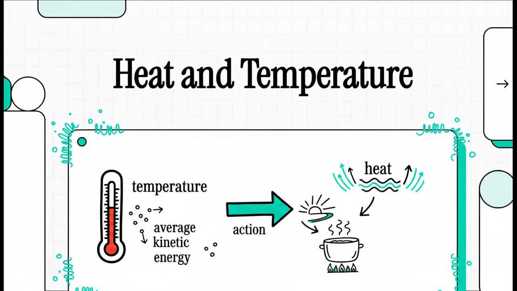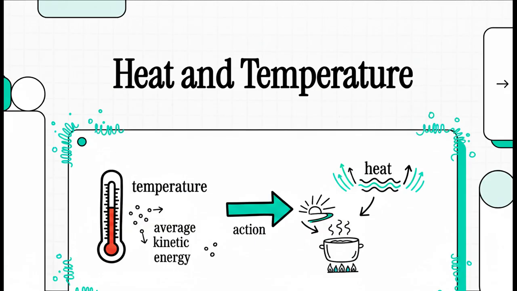Welcome to this explainer. Today we're going to permanently shatter a misconception that almost all of us carry around every single day. How many times have you looked at a weather app and complained about the heat when you're technically checking the temperature? In everyday conversation, we use these words like they're totally interchangeable, but in the realm of physics, they are entirely different things. One is an average, one's a total, and one is actually an action.